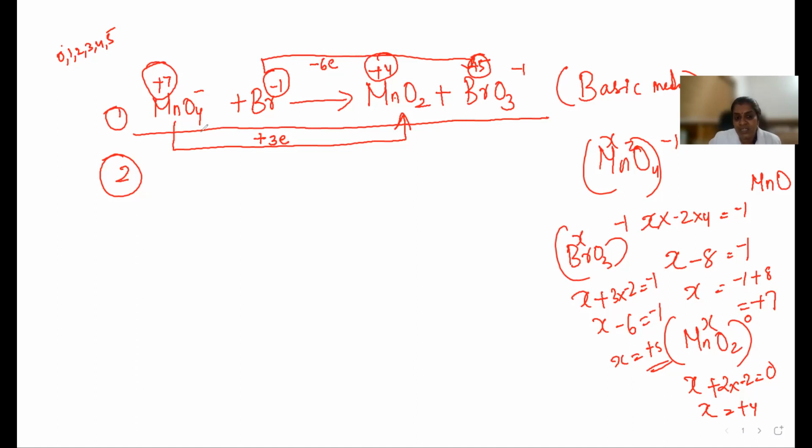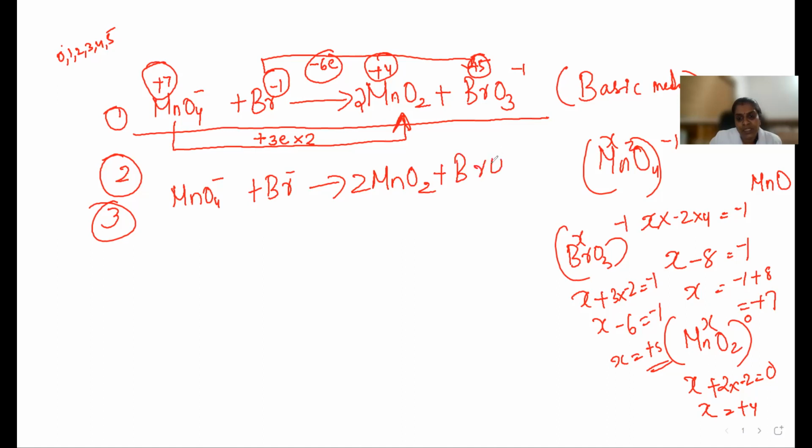So you are removing 6 electrons and here adding 3 electrons. The third step is equalizing the number of electrons. Here, multiply the 3 electrons by 2 so that you are equalizing the number of electrons on both sides. Since we multiply this species with 2, you are multiplying here 2. Here no need to multiply with any number because it is already 6 electrons. So our new equation is MnO4 minus plus Br minus gives 2 MnO2 plus BrO3 minus.